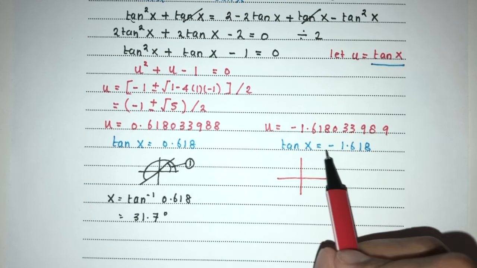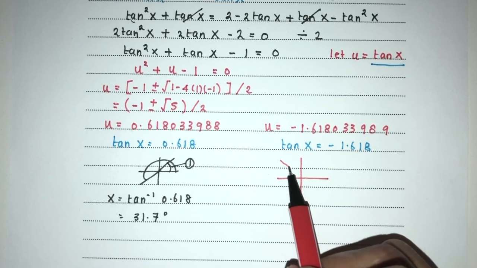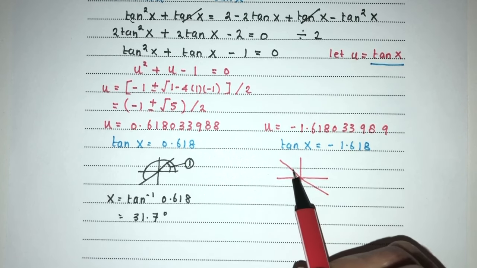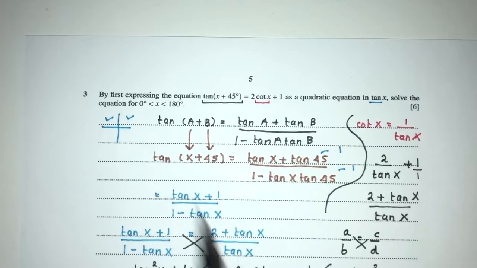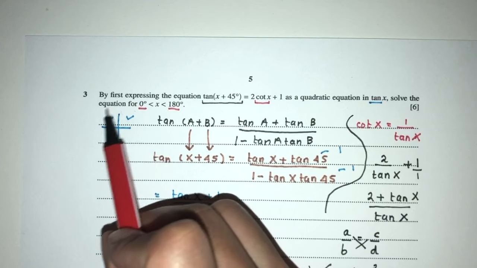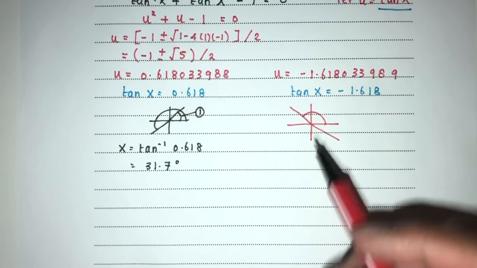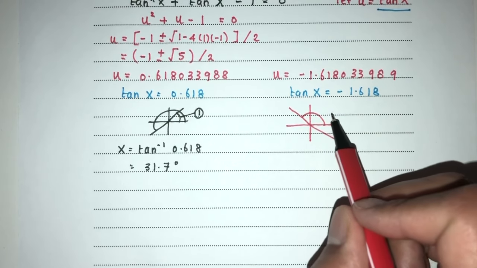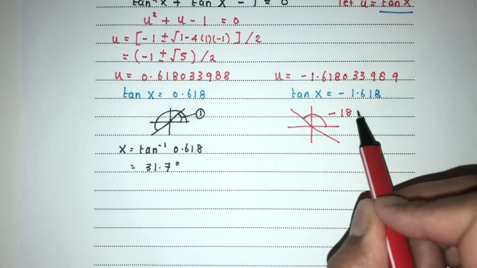That will be, so when tan is negative, it will be in this quadrant and in this. However, we only need this one because, as you can see here, it is only between 0 and 180. We don't need anything else. We need these two only. Right. So for this one, because it is negative, we'll use a fake angle, which is 180 minus theta.